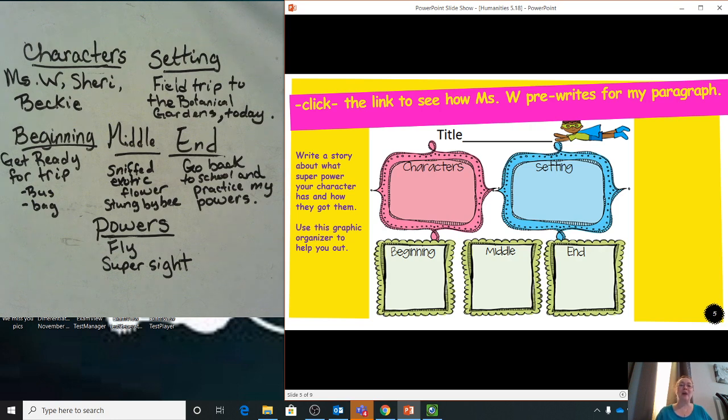Okay, so that is my graphic organizer for how I'm going to start telling my story of how Miss W becomes Super W. Have fun making your own.